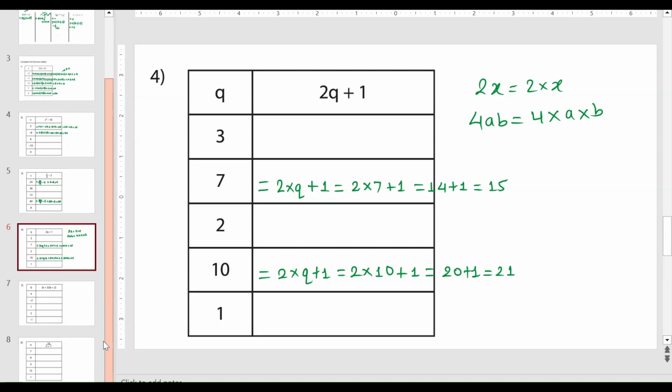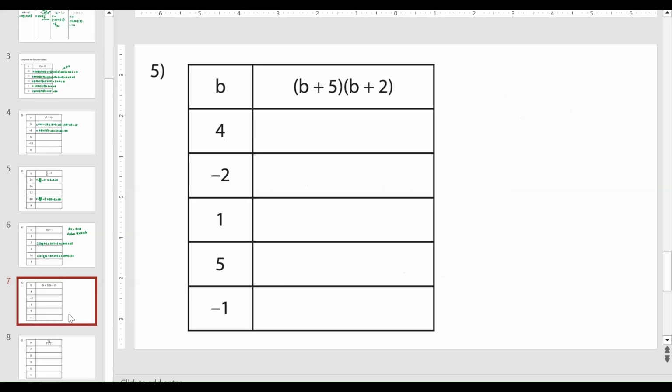Now we are moving to the 5th question of the worksheet, which looks a little bit different for you, but it's very easy. Our expression here is bracket b plus 5 and another inside bracket b plus 2. Our variable is b, and for that we have different values. B values are 4, minus 2, 1, 5 and minus 1.